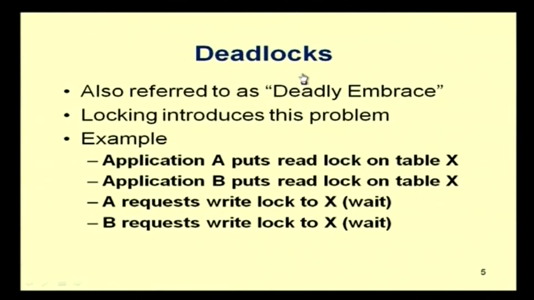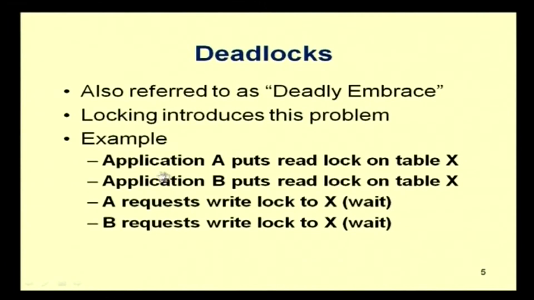This deadlock is also known as deadly embrace, and the locking which we did to ensure concurrency is introducing this problem of deadlock. So, application A puts a read lock on table x, application B puts a read lock on table x. Now, A requests a write lock on x, has to wait, B requests a write lock on x, has to wait. So, these two are waiting for an event that is not going to occur, and that is why it is called deadlock.